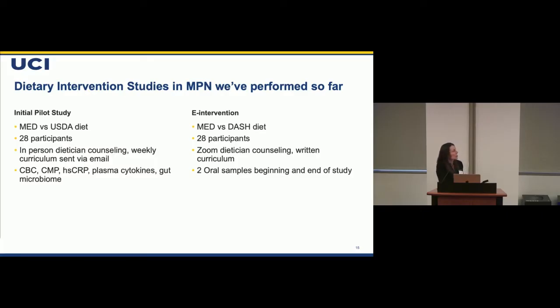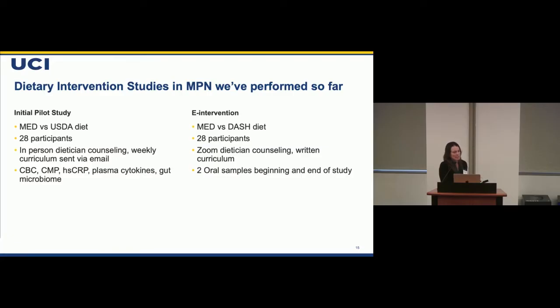So the first initial pilot study, we compared a Mediterranean diet versus just a standard U.S. Dietary Guidelines for Americans diet. We enrolled 28 patients. They had in-person dietitian counseling. They were also sent weekly PDFs of information about a Mediterranean diet. We collected their blood counts, their chemistries, some measures of biomarkers of inflammation, for example, CRP and their cytokines. We were also interested in their gut microbiome.